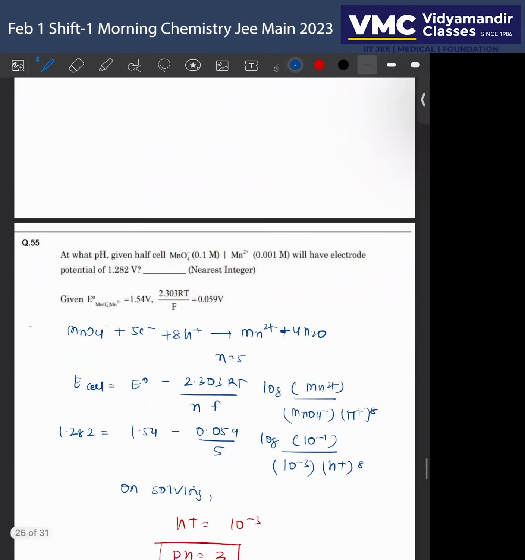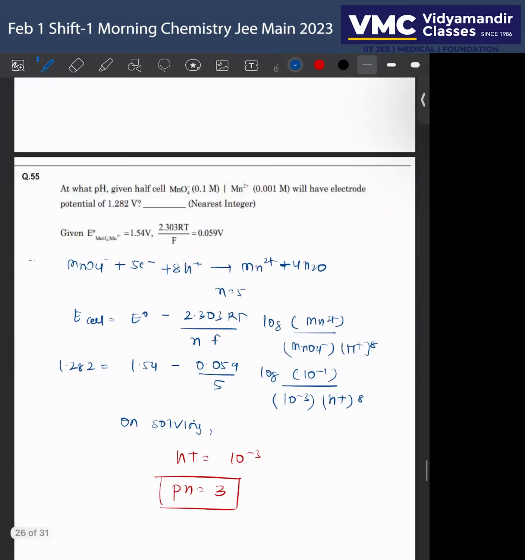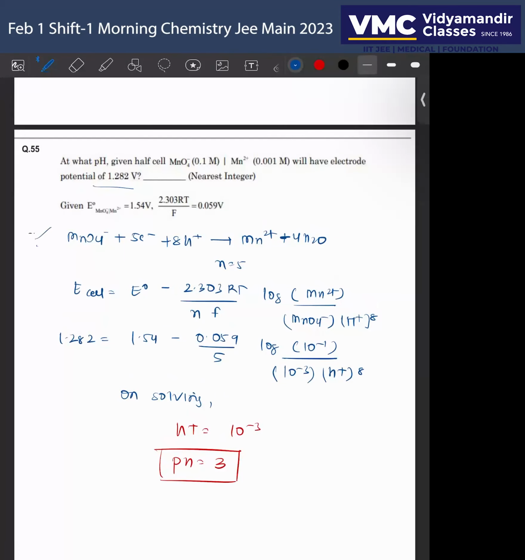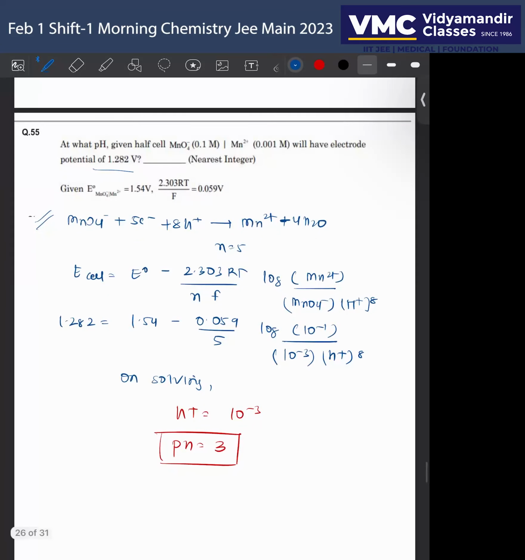Moving on to question number 55. At what pH will the given half cell have a potential of 1.282 volt? Using this, first we'll write the half reaction. MnO4 minus plus 5 electron plus 8H positive gives Mn2 plus 4H2O. N here is 5, the number of electrons. E cell is equal to E naught cell minus 2.303 RT by nF log Mn2 positive by MnO4 negative and H positive to the power 8.